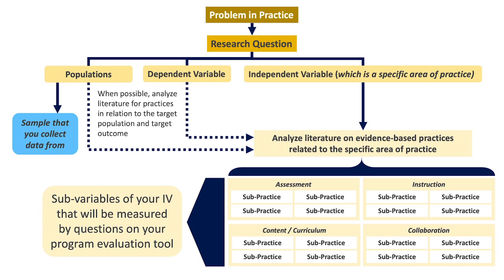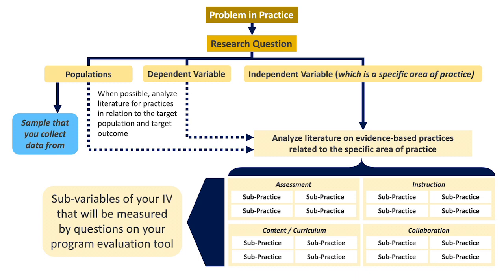So this week, when we're doing our literature analysis, the outcome of this, when you're building a program evaluation tool, is often called item writing. We call questions on a program evaluation tool items. And what you're doing is by identifying all of these sub-practices, you're identifying all of the independent variables that are going to be measured in the questions on your program evaluation tool.